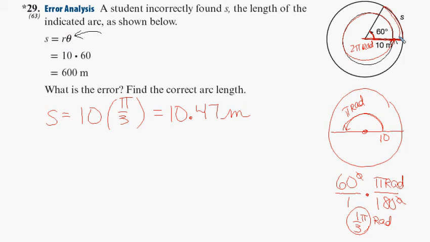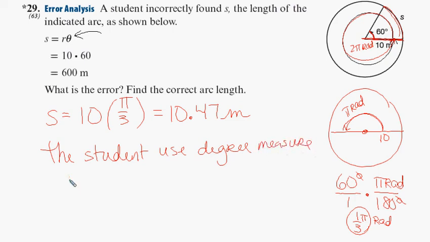So what is the error? The error is the student used degree measure instead of radians, okay? And then of course the correct answer is right here.